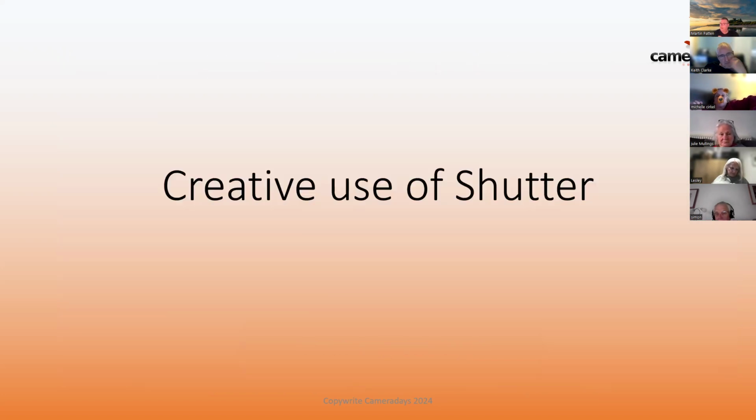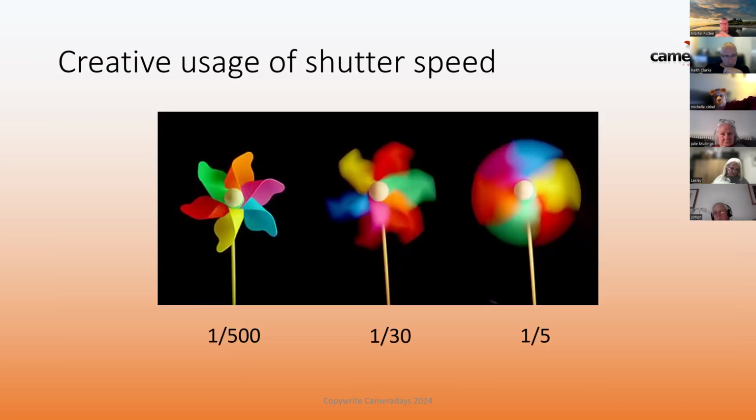So why do we care? Why is shutter speed one of those interesting creative things that we can do? Because you can do stuff like this, and do we like the one on the left? Do we like the one on the right? Do we like the one in the middle? Some people will like the one on the right, some people the one in the middle, and there's no wrong or right answer. It's about using the effect that the shutter speed gives to create this sort of effect.